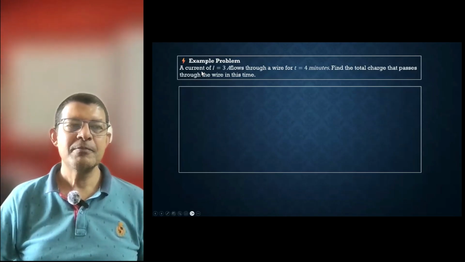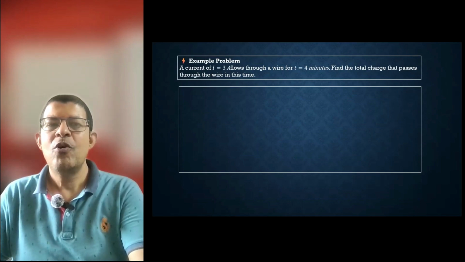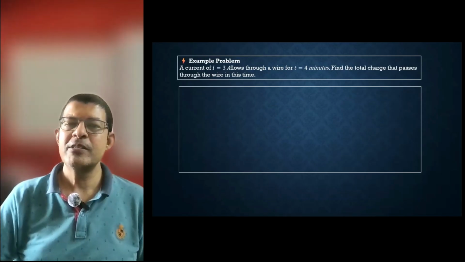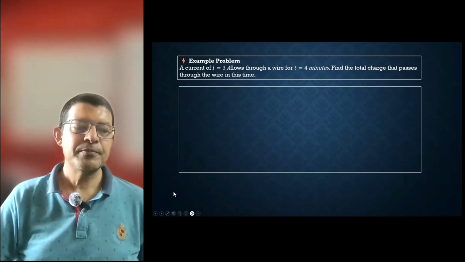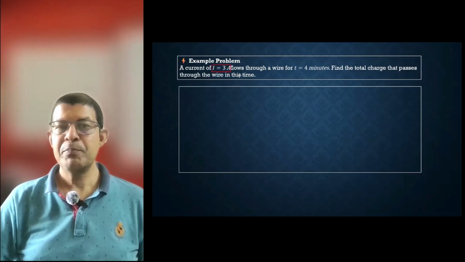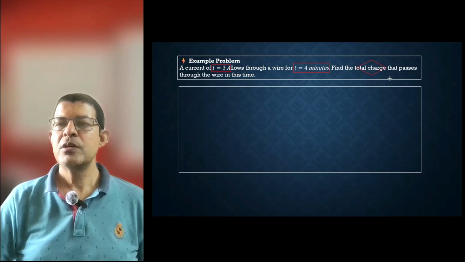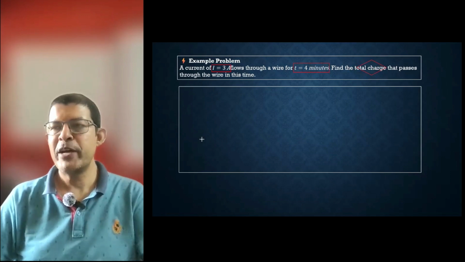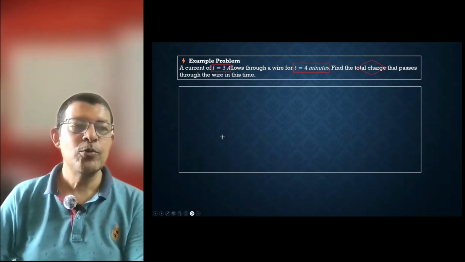Now here we have a current I of 3 amperes flowing through a wire for 4 minutes. Then it is asking, find the total charge that passes through the wire in this time. What is given? Let us mark what is given. Current is given as 3 amperes, then time is given as 4 minutes. Right? These minutes have to be converted to seconds, and then we need to find the charge. So let us try to solve this now. Please take some time and solve it. Okay, let me solve it now for you.